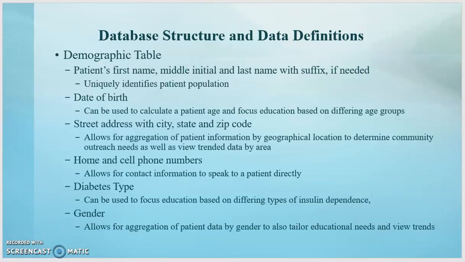The home and cell phone numbers, once we identify those patients that are going to need some outreach and further education, we can speak to them directly and communicate with them that way. The diabetes type will also be helpful to target those that have insulin dependence and have for a long time, and then also the gender to break down the information and tailor the education as far as nutritional needs and so on to view those trends.